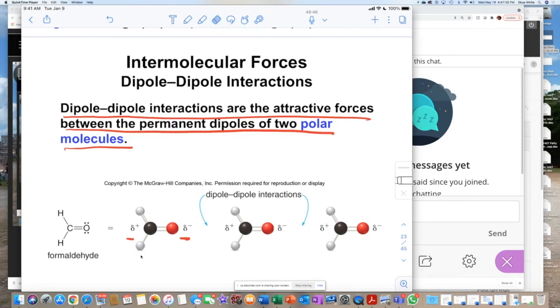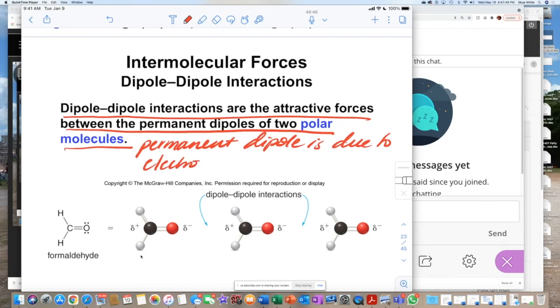Yeah, let me regroup. The permanent dipole. So right here, permanent dipole is due to electronegativity difference. Okay.